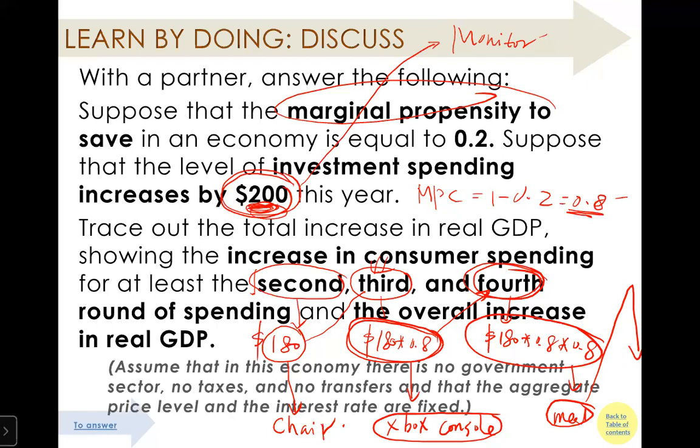Right? And then the total impact on the economy is going to be 1 over 1 minus 0.8. That's the multiplier times 200. So that's the total impact on our economy when we initiate $200 of investment spending, right? So you can see this is like a clock. It just keeps ticking, right? It doesn't stop at the initial spending. It just keeps ticking around, right?